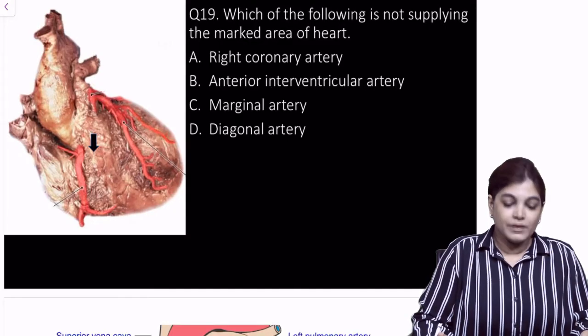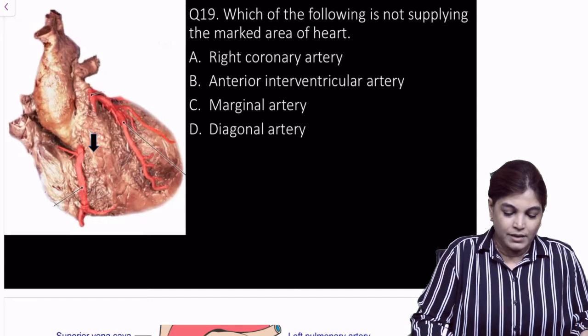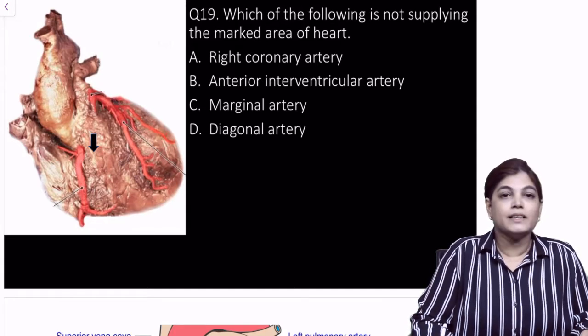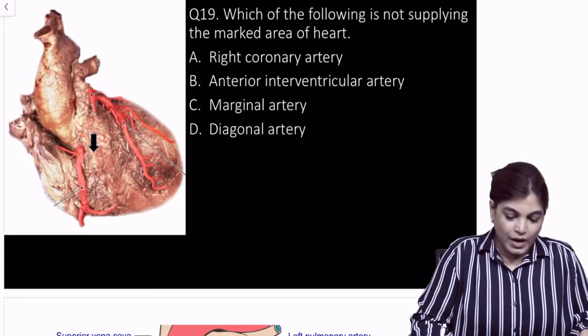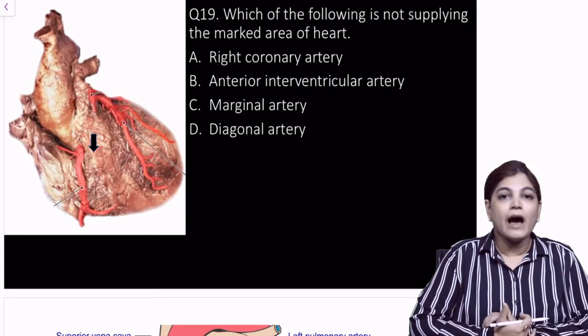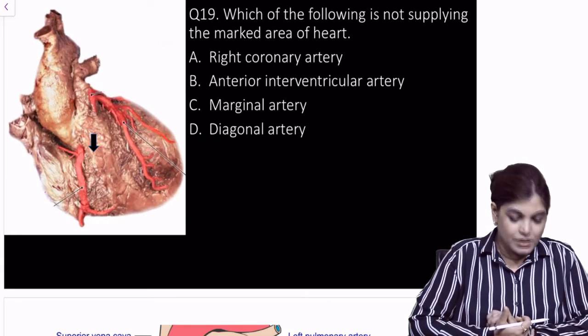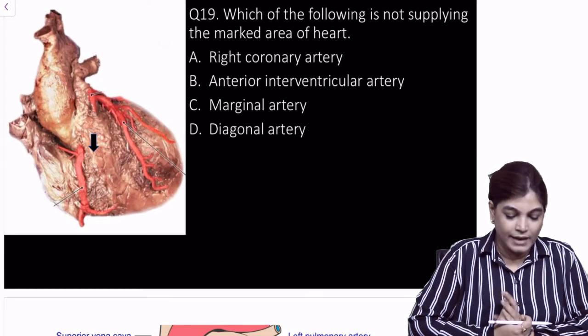Okay, now starting with question number 12: which of the following is not supplying the marked area of the heart? You can see in the diagram there is a specimen of the heart and the arteries are marked in red. We also have to see the arrow-marked area, that is, first you have to identify the arrow-marked area and then give the answer. The options are right coronary artery, anterior interventricular artery, marginal artery or diagonal artery.